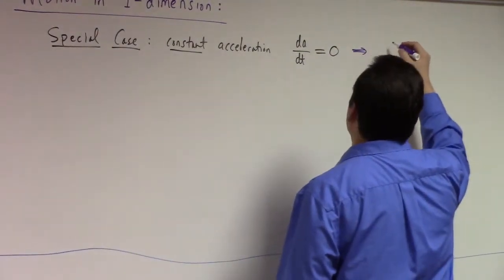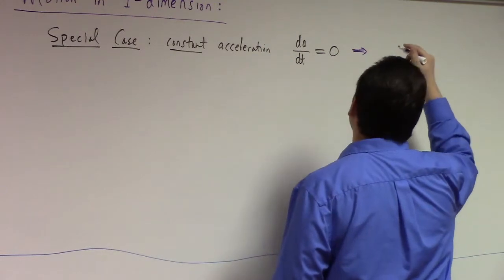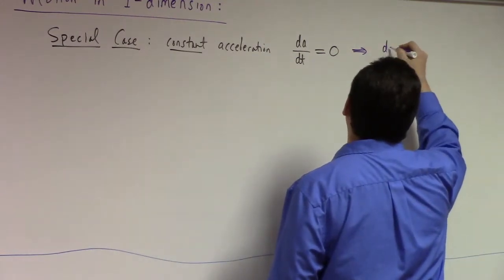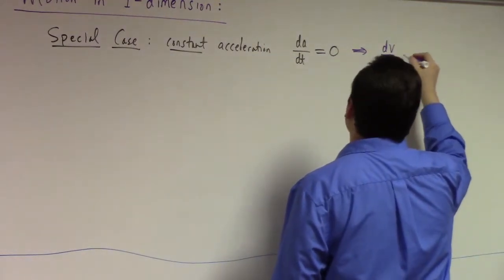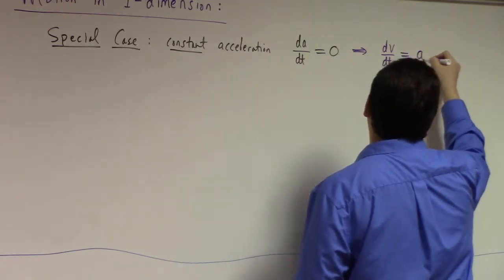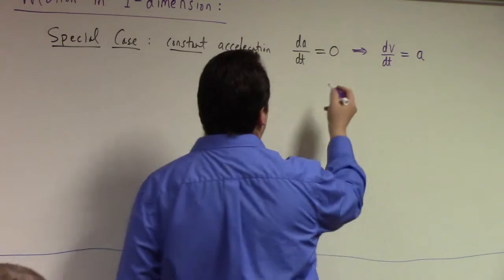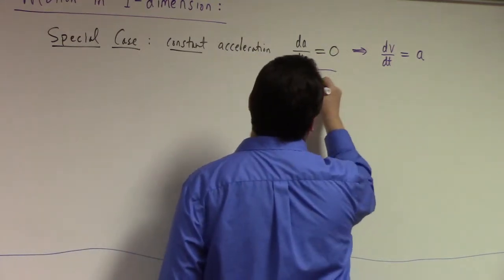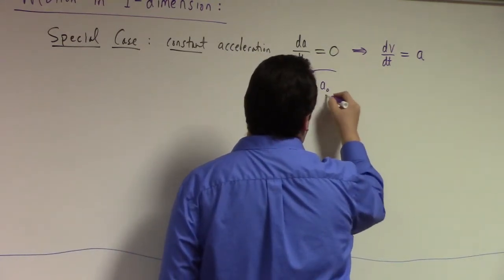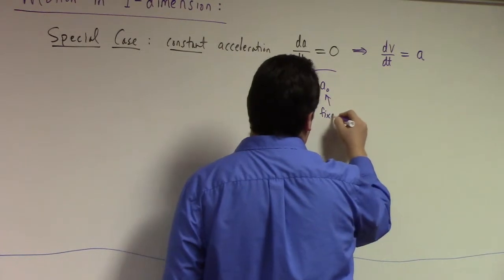Right, so that means that the velocity is constant. Let's see, so dv/dt, it's the rate of change, is equal to a, right? Oh, I'm sorry. What does this mean, though? Let me just say that this means that a is equal to a naught, and this is some fixed constant, right?